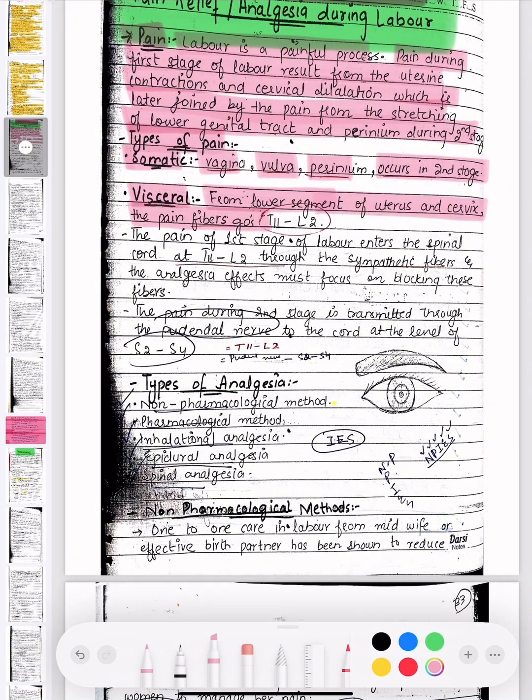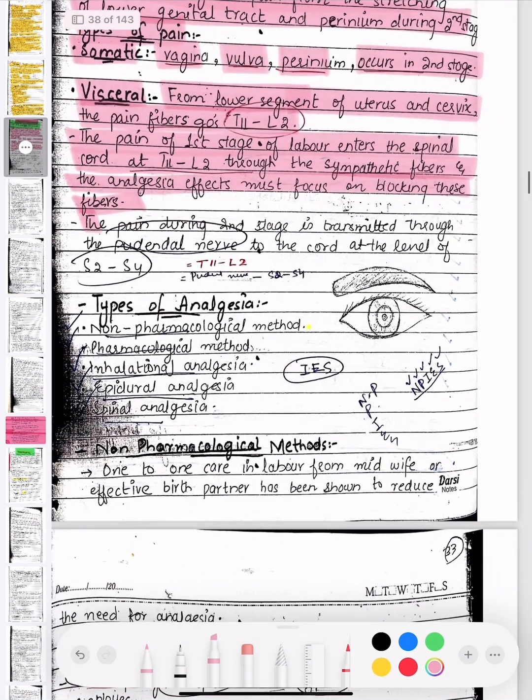The pain fibers go, that is T11 to L2. The pain of first stage of labor enters the spinal cord at T11 to L2 through the sympathetic fibers, and the analgesia effects must focus on blocking these fibers. The pain during second stage is transmitted through the pudendal nerve to the cord at the level of S2 to S4.